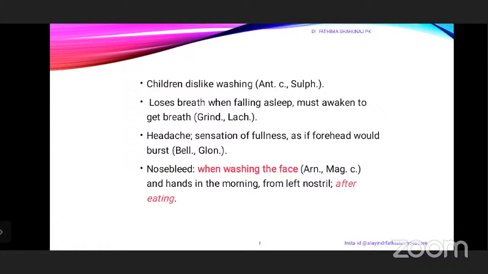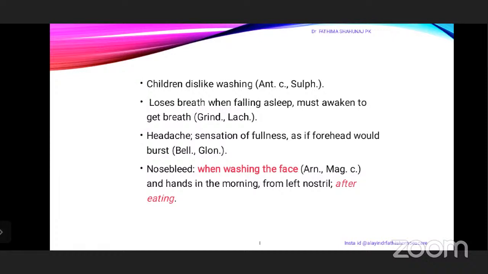So children of Ammonium carb also dislike washing, like Antimonium crudum and Sulphur. In Antimonium crudum, there is aversion to cold bathing, and the child cries when washed or bathed with cold water. And in Sulphur, aversion to being washed. Always there will be an aversion, and all the complaints get aggravated after bathing. This is the thing. And loses breath while falling asleep, must awaken and get breath. And this symptom is compared with Lachesis and Grindelia.